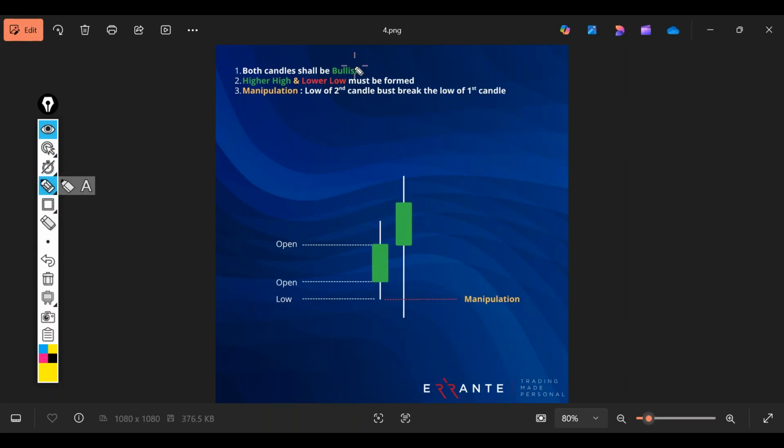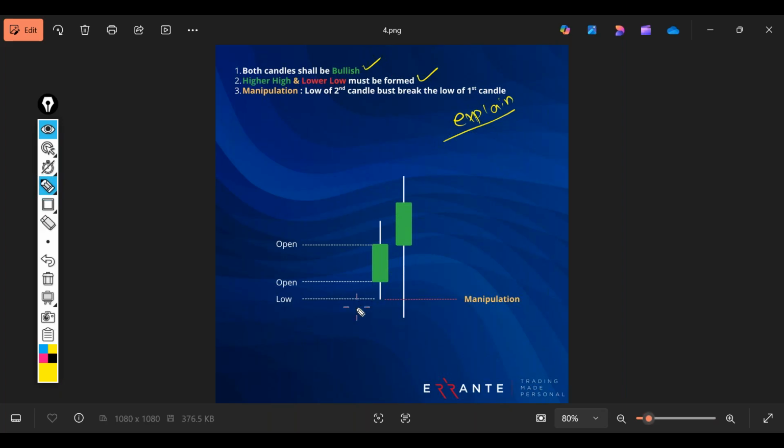the third important thing. The first one was two candles the same color. Second one is you need higher highs and lower lows. Okay, and now I'm going to explain you what is the meaning of this one.